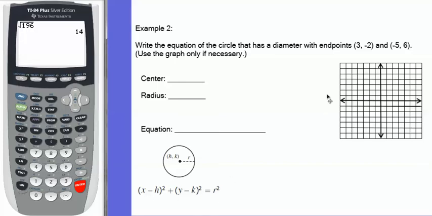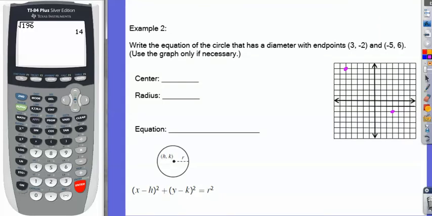So they gave me graph paper, and whenever I see coordinates on the SOL, I go ahead and I graph. So I'm going to graph 1, 2, 3, -2, and -5, 1, 2, 3, 4, 5, 1, 2, 3, 4, 5, 6. Now, if I connect those 2 points, you can see that I will have this as my diameter.